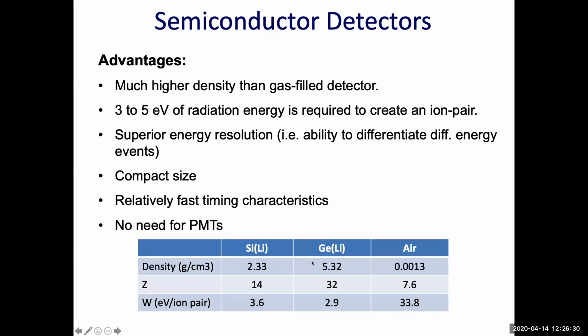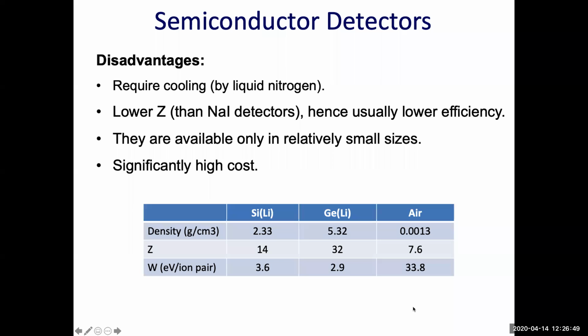And these are some properties of semiconductors, and you can see the density difference between air and germanium or silicon, the semiconductor detector. It also has high Z, and the energy required to produce an ion pair is 3 to 5 electron volts, whereas here about 34 electron volts is required just to produce one ion pair.